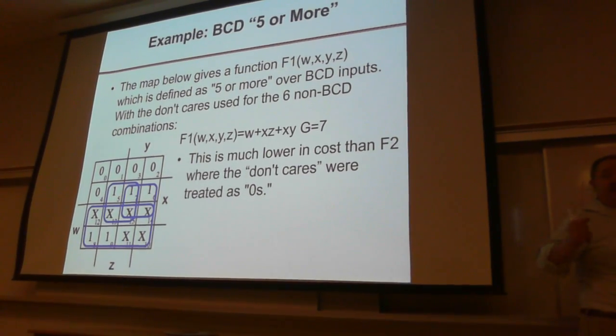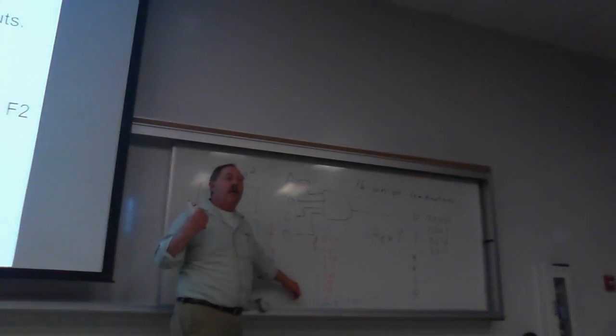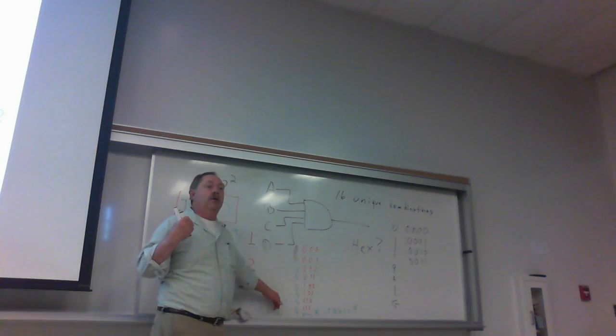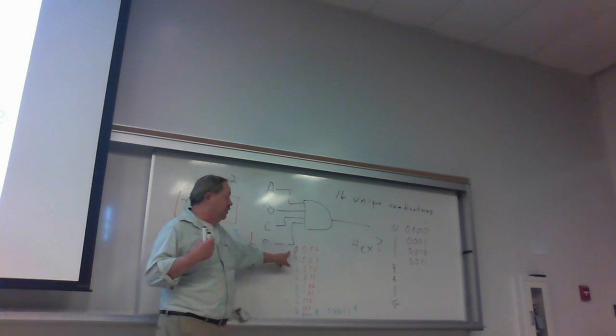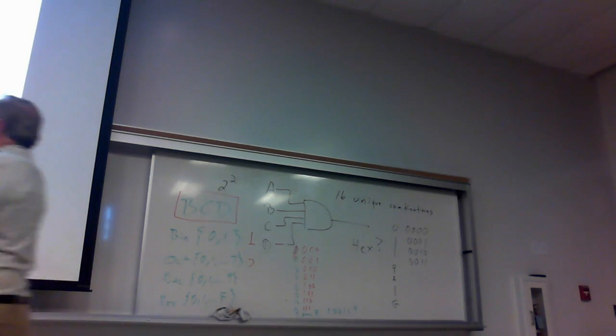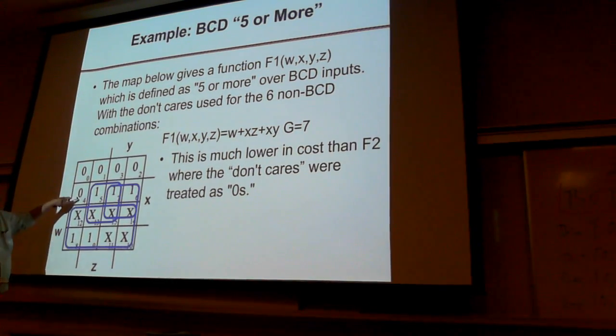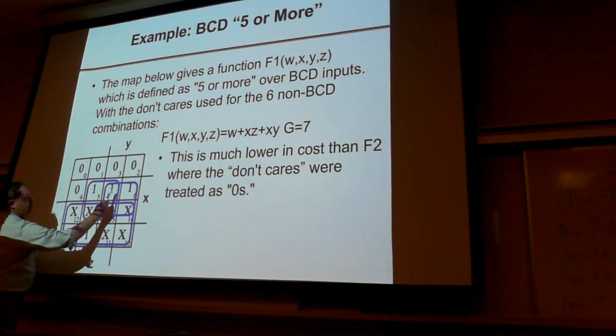Values A, B, C, D, E, F, or 10, 11, 12, 13, 14, 15, don't care. Okay? I do care about the values of 0, 1, 2, 3, 4. It better be 0. And that's what this function here will do. This function will generate zeros for 0, 1, 2, 3, 4. It'll generate ones for 5, 6, 7.